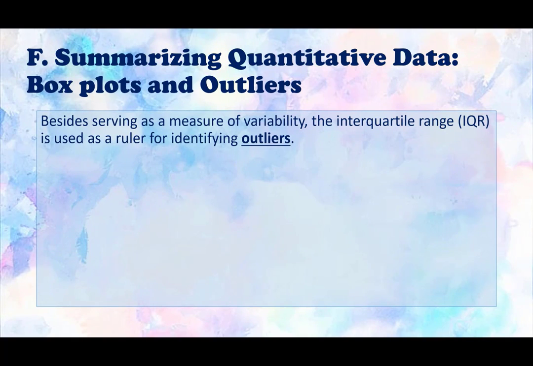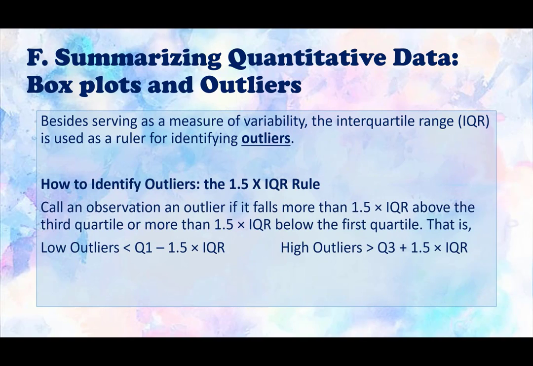Hello everybody. Today we're going to talk about summarizing quantitative data with box plots and outliers. Besides serving as a measure of variability, the interquartile range is used as a ruler for identifying outliers. So how do we find outliers? Well, we're going to use the 1.5 times the IQR rule.